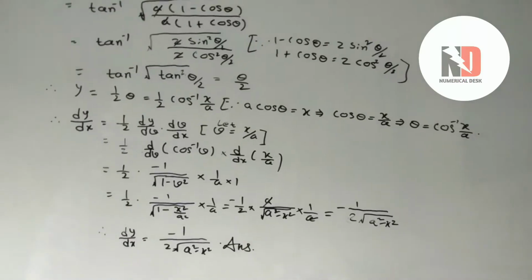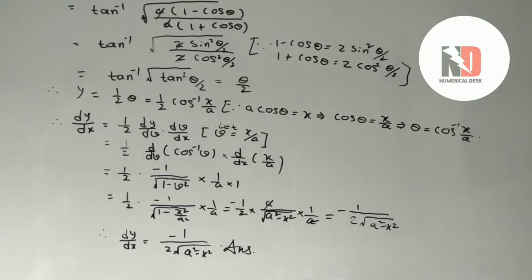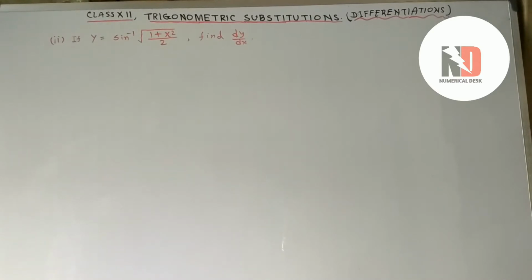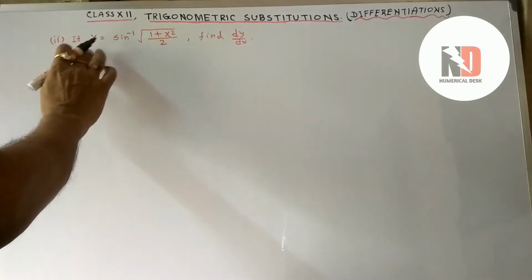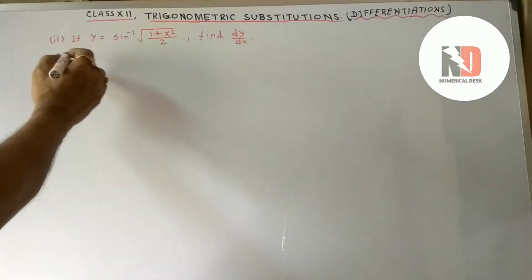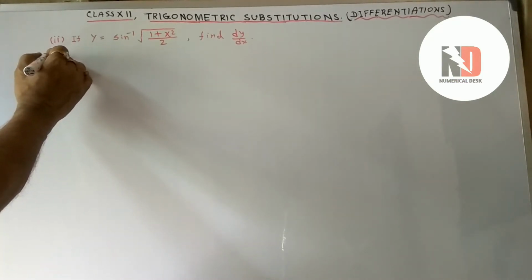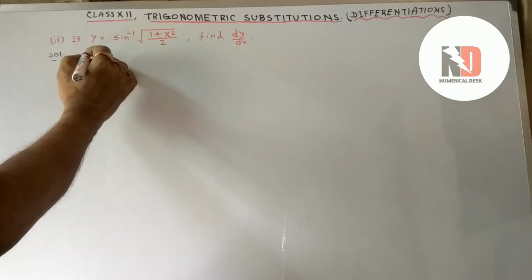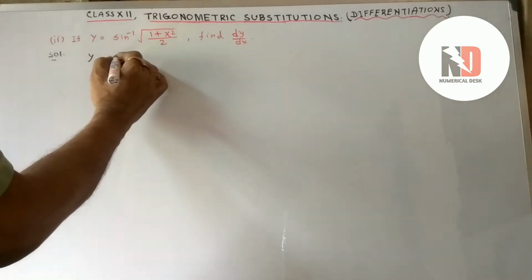Now let's come to the second sum. The second sum is y equals sin inverse root over (1 plus x square) by 2. So this sum, again let us proceed.